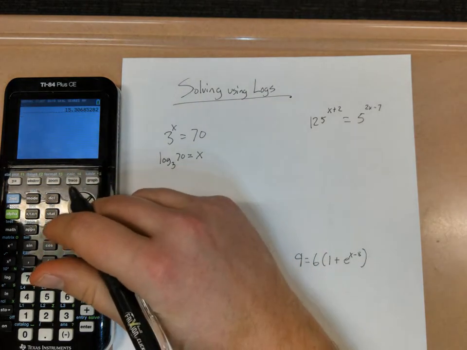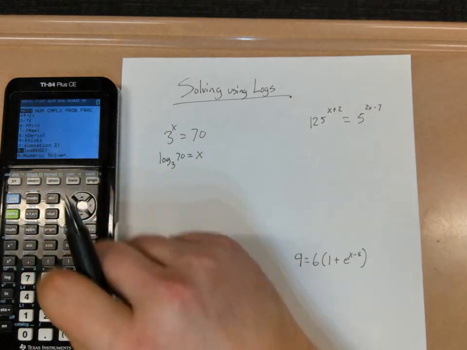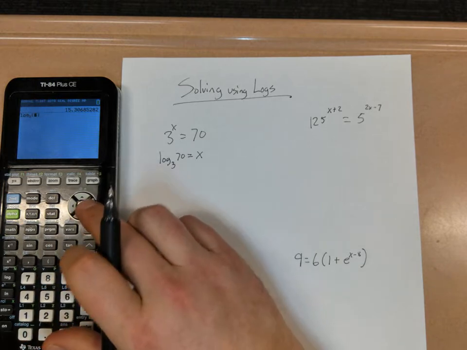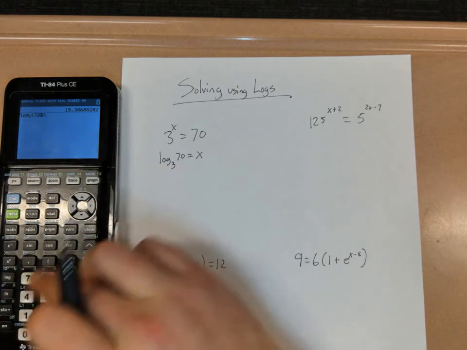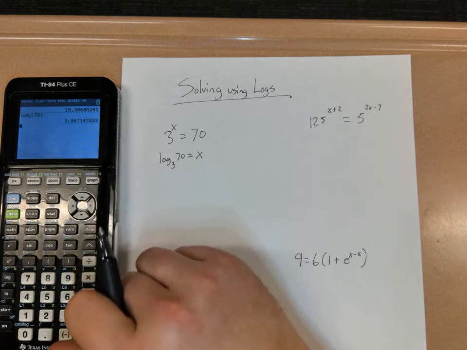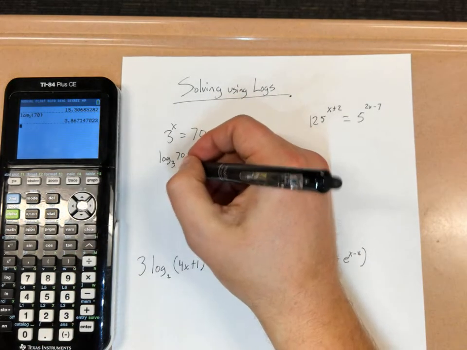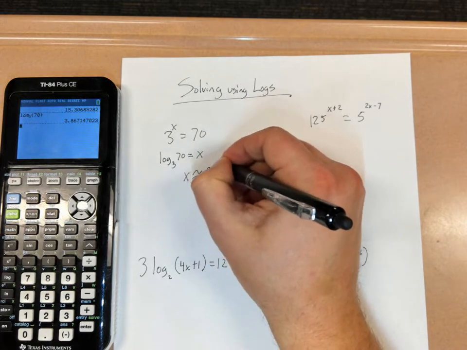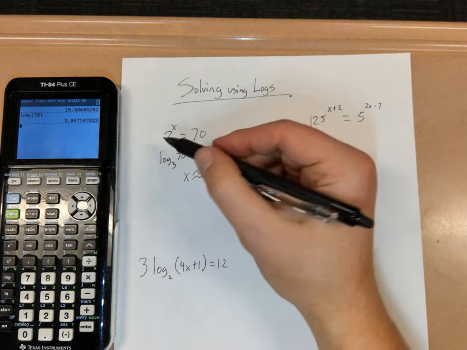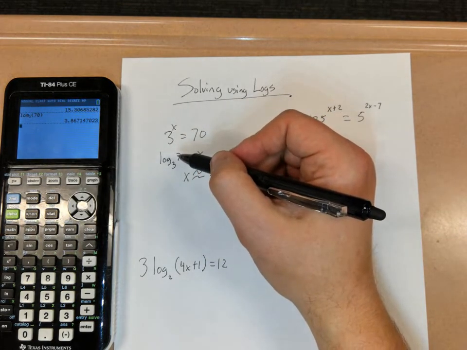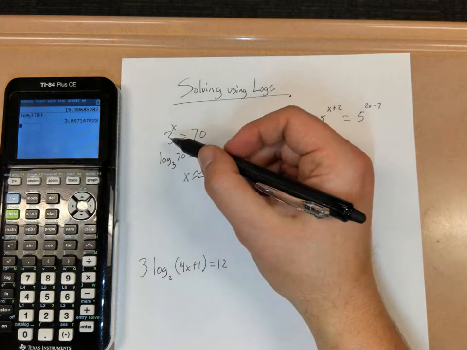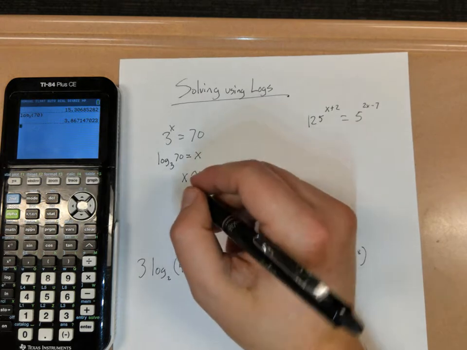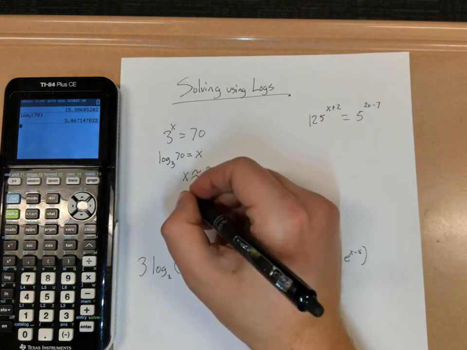So I'm going to go to math, go down to the bottom where I have log base. I'll put in base 3, and then 70, equals that. And so x should be about 3.87. Now, some of you don't have this on your calculator, so there is another way of doing this using logs or natural log. I'll use natural log. Doesn't matter which one you use, and we'll show you at the end.